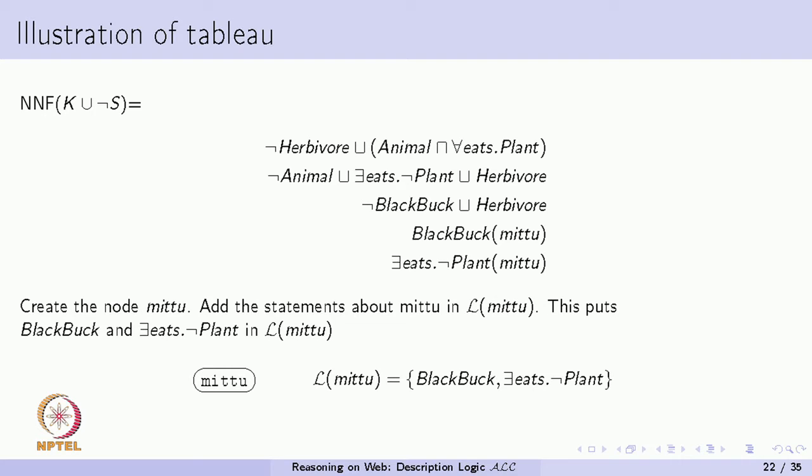So, the total knowledge base is the set of all these statements. The first three statements come from the T box, the fourth statement comes from the A box, and the last fifth statement comes from negation of the goal that we are trying to prove.